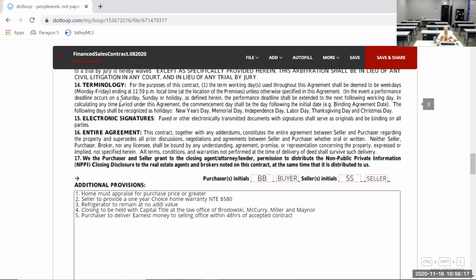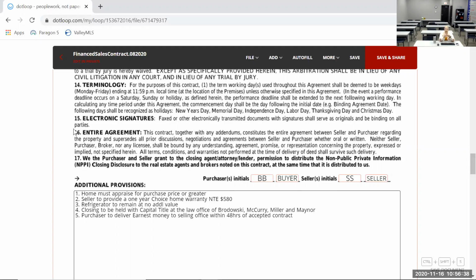Entire agreement, just know that this entire agreement is legally binding. It is a legally binding document. If they sign this and the seller agrees, they are legally bound to buy this house. They are legally bound under this contract to move forward.